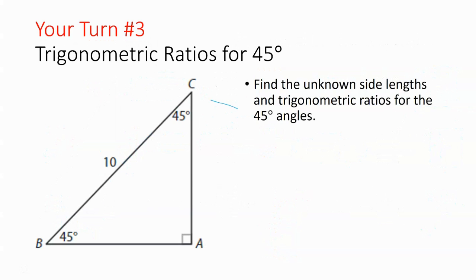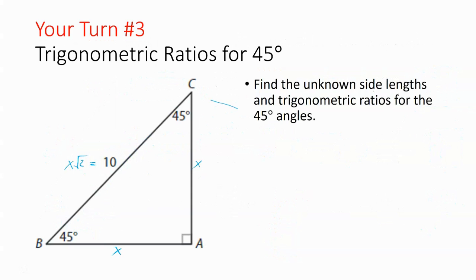All right, your turn number 3. So trigonometric ratios for 45s. So we got a 45, 45, 90. Obviously, they did not give you, again, the values for A and C. You have to find those, and I'll give you a hint. Solve for x first. We already know that the hypotenuse has to be x times the square root of 2, but they gave us 10, so it has to equal 10. Solve for x. What did we get for x? Plug it in for here and here.